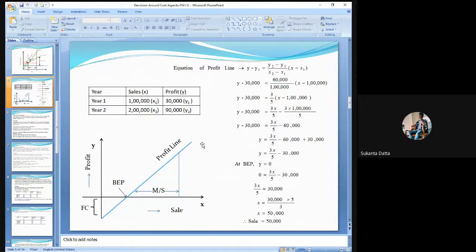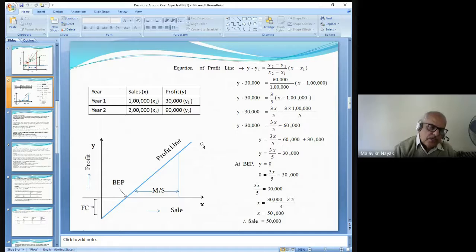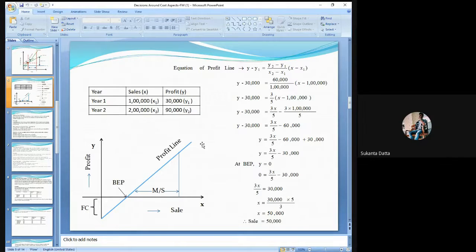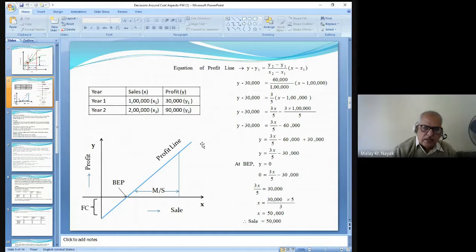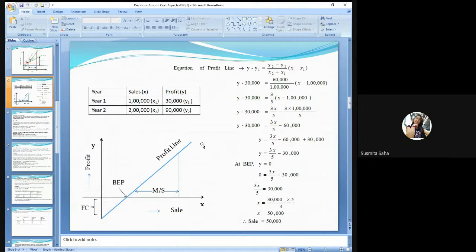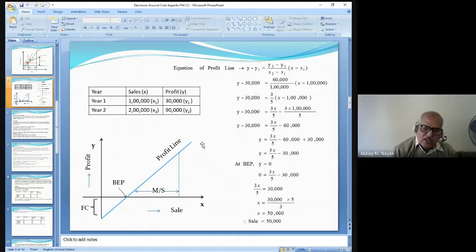Oh, no. If the sale is 0, what is your profit? 0. Sorry, negative. Which is true? Why negative? Sir, because fixed cost is negative? Fixed cost is not negative. If the sale is 0, then also you have to bear the fixed cost, is it not? Fixed cost is not negative.